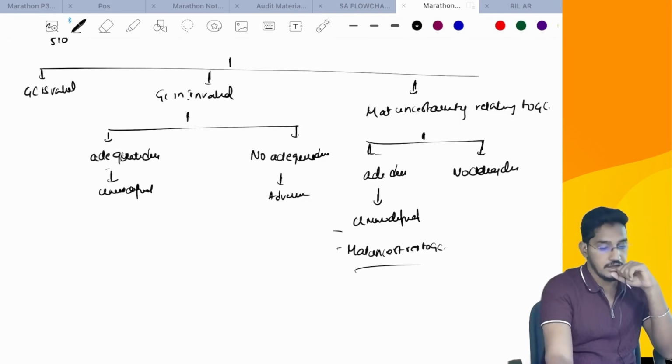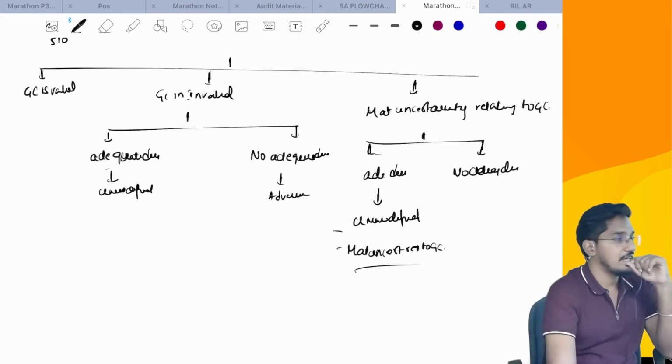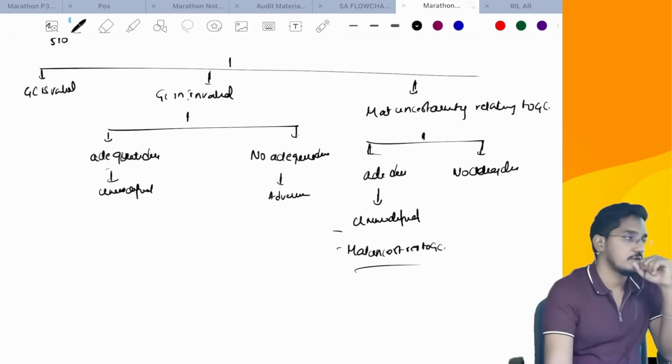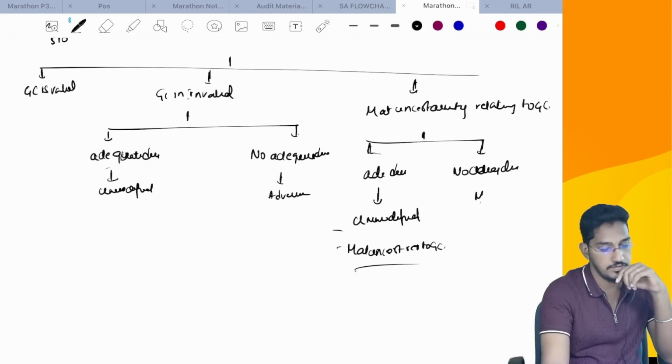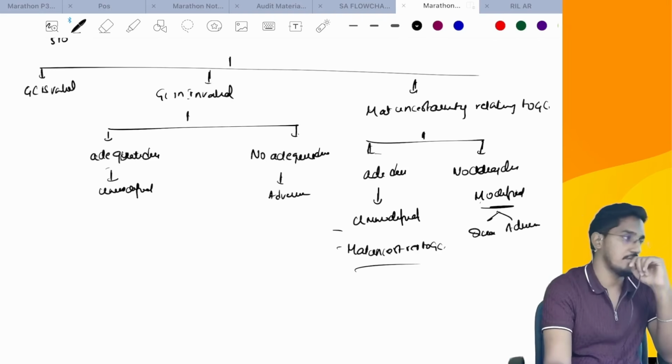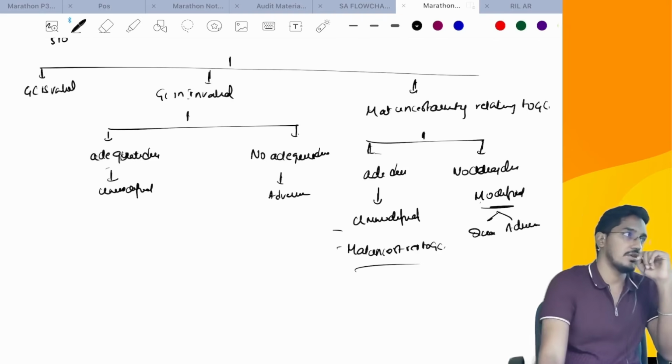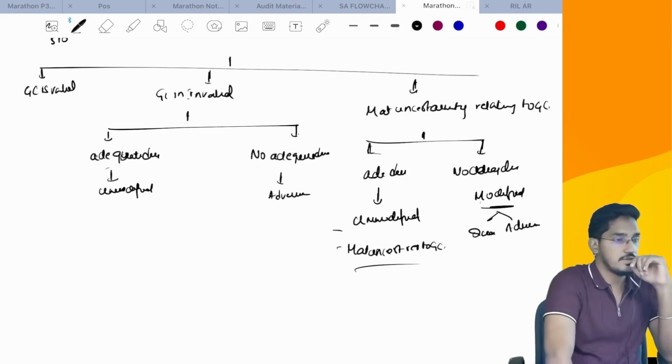Now, coming to the other case, if the management is not giving adequate disclosure, then what should you do? Then we have to give a modified opinion. Which kind of modification? You have to give either a qualified opinion or an adverse opinion. Now multiple doubts will be there in the minds of the students.